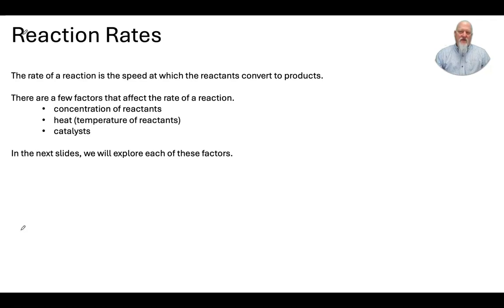We'll talk about heat. Basically, if we introduce heat to the system, it causes the temperature to go up. So the temperature of the reactants is going to affect the rate of the reaction. And then we'll talk about catalysts and how catalysts work. Catalysts are substances that increase the reaction rate, that speed up reactions.